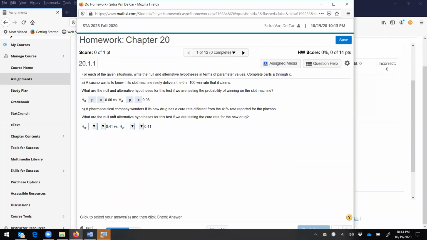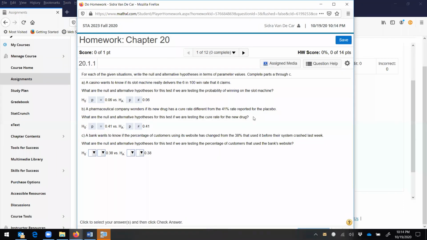Okay, so a pharmaceutical company wonders if its new drug has a cure rate different from the 41% rate reported for the placebo. All right, so our reported rate is equal to 0.41. We want to know if it's different from, so that would be that the proportion is different from. Notice that every single one I'm choosing is the P and not the P hat. The P hat is for the sample. The P is the population parameter.